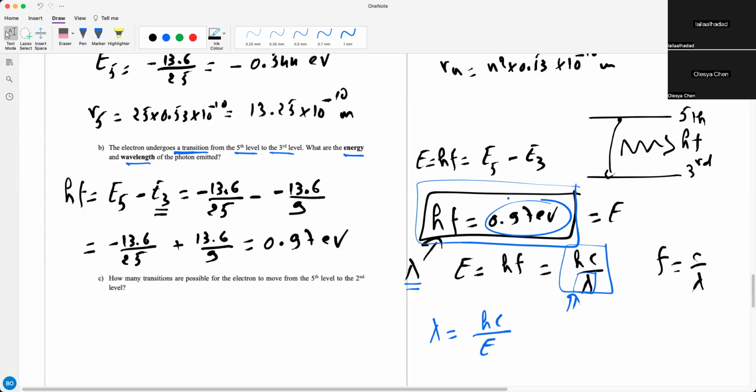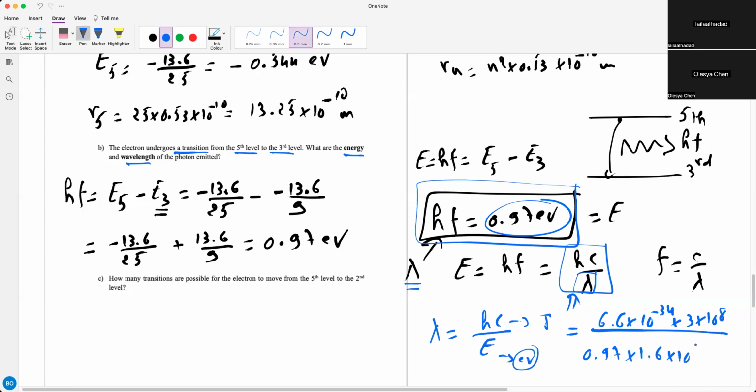Okay. But this value will be in joule and this value in electron volts. So I have to convert this value to joule also. Please do not forget this one. So this will be 6.6 times 10 to the minus 34 times the speed of light, 3 times 10 to the power of 8, divided by 0.97, but now I have to convert it to joule. Is this clear to everyone?